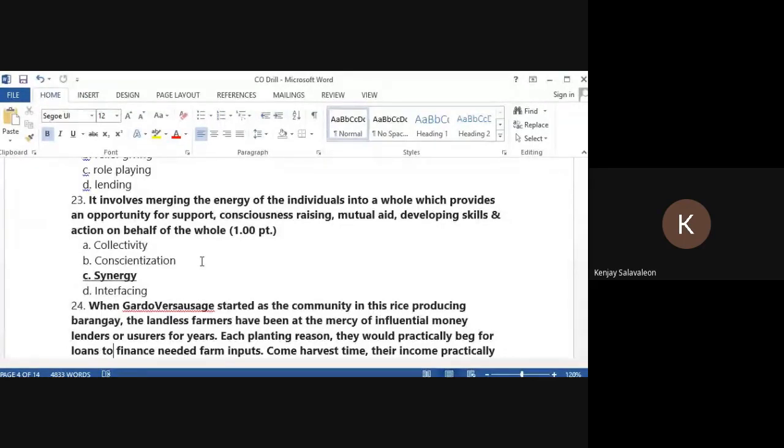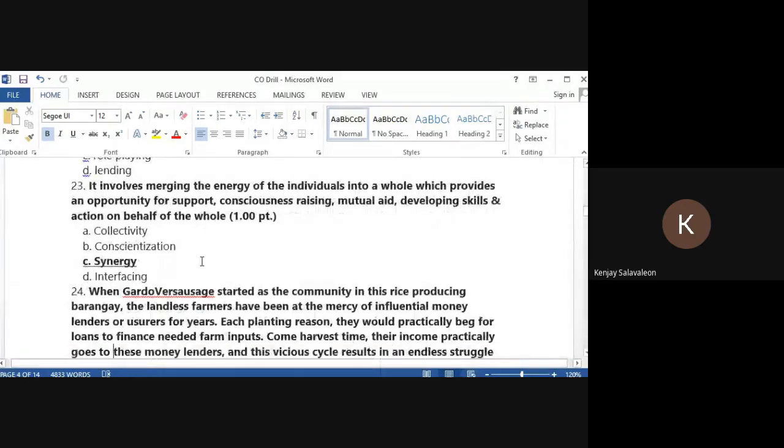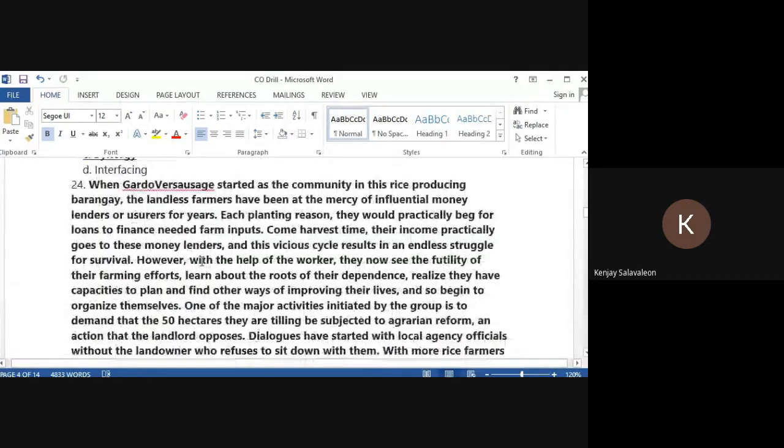Basically, synergy is yung, other words niyan is yung, you have the same mindset you are one with the community. Yun lang yung ibig sabihin ng synergy. Okay. 24. Ito, I think it is, case study.